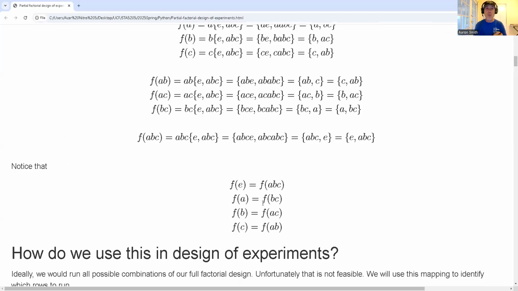So when I do this, I'm making the assumption that main effects are much more important than 2-way interactions. Because if I'm running this, I have to be able to say the higher order interactions don't really matter. Otherwise, there's nothing I can do. There's nowhere I can go because I have such little data to work with.